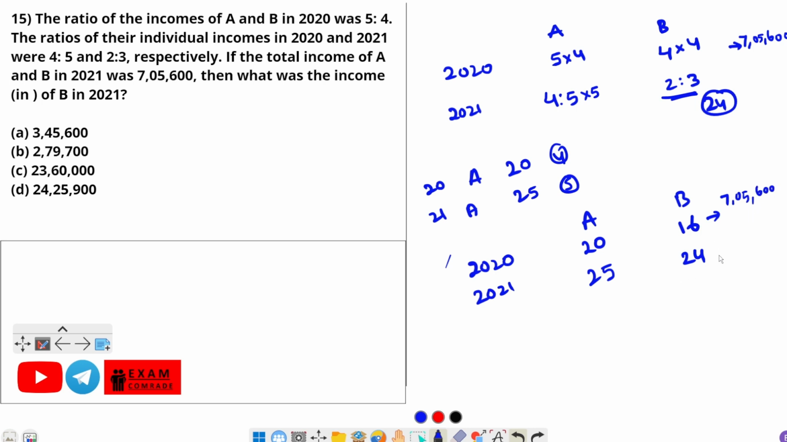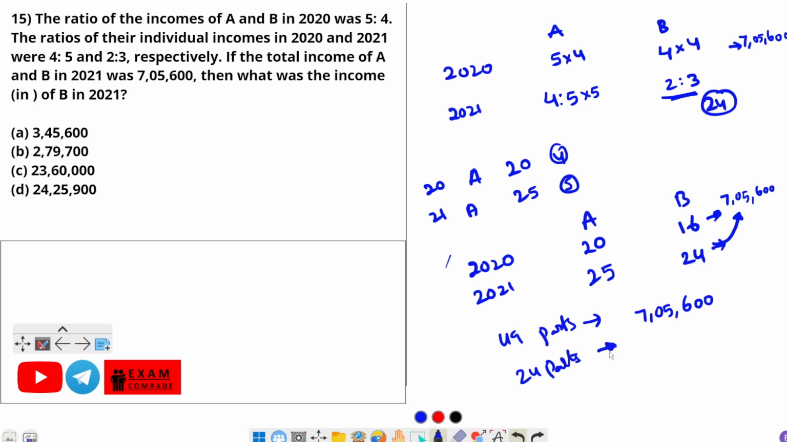We need to find the total income of A and B in 2021, so 49 parts, 25 plus 24, has the value 7,05,600. We need to find the value of the income of B, that is 24 parts, right?